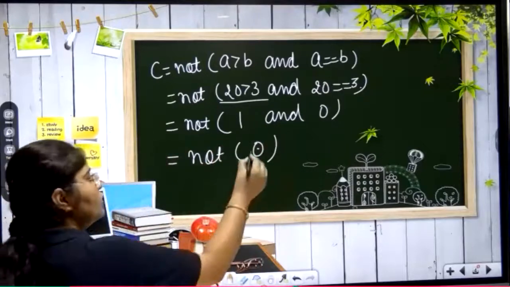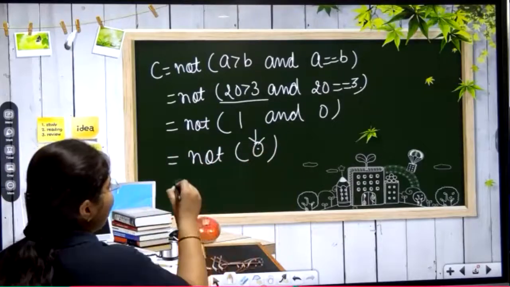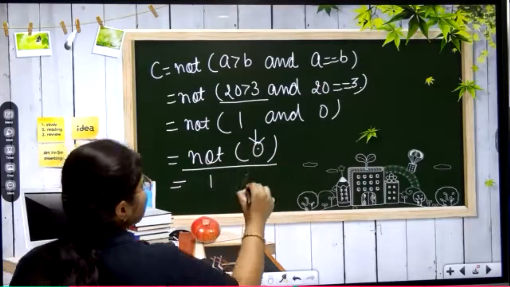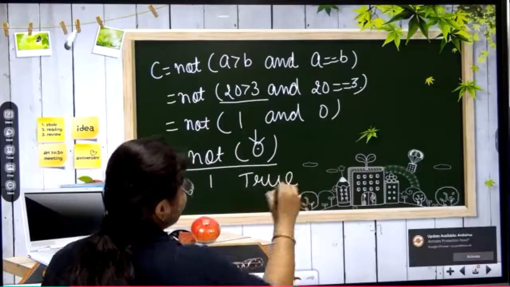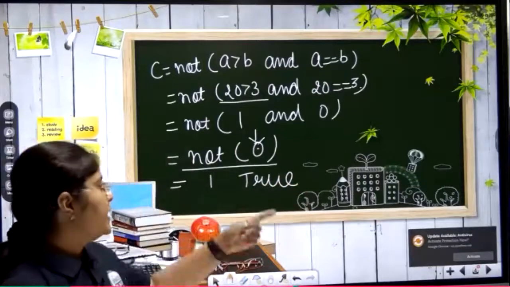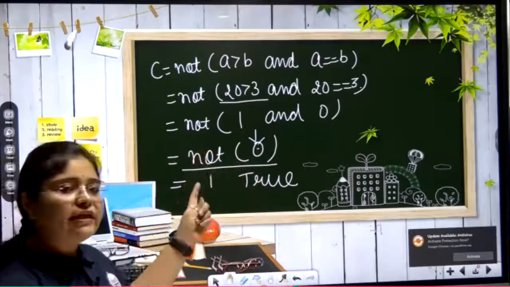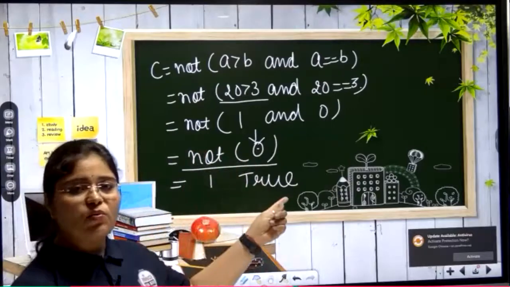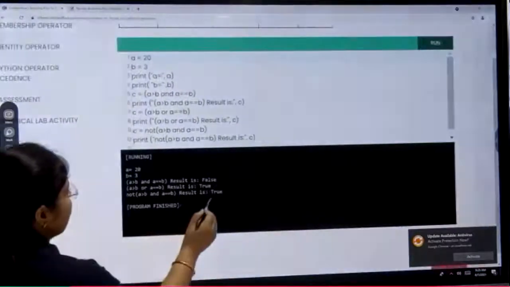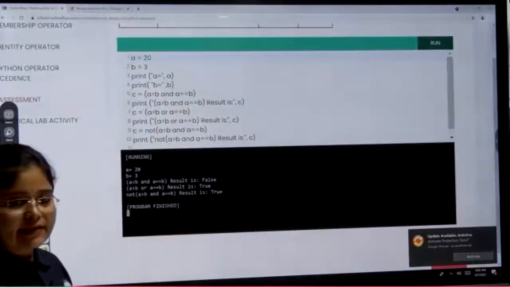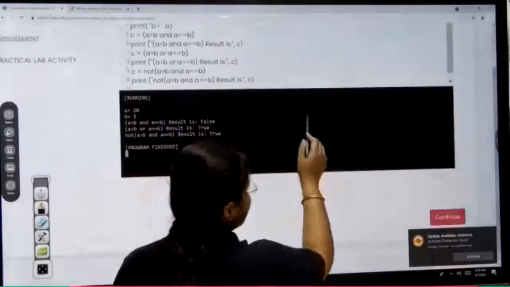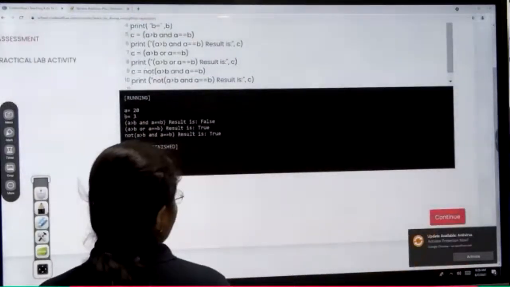And if the logical result is 0 after the not operator, it means it will be inverted. So that will become 1. So here the output will be true. Not means if it is 1 then 0, if it is 0 then 1. So here 0, if we apply not to 0, the output will be 1, which is equivalent to true. So in this example, we will get true only, as you can see here. Is it clear? Okay. So now we will move to the next one, that is your membership operator.